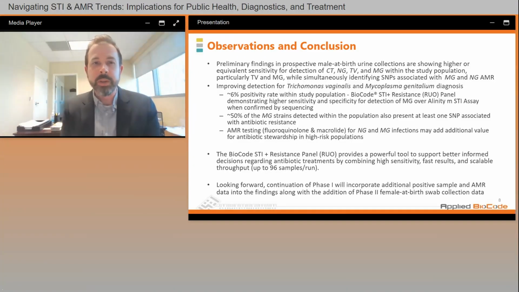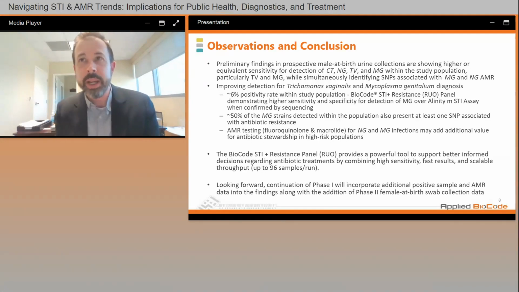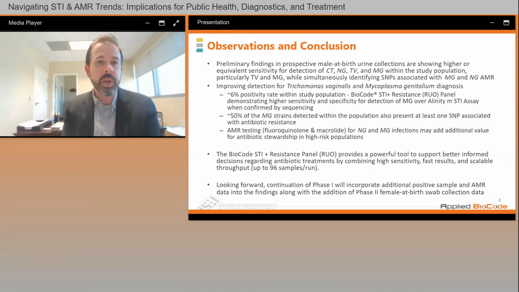So in review, just some observations and conclusions from our preliminary data up to this point. Obviously, it's still ongoing. The Biocode STI plus resistance panel is showing higher equivalent sensitivity for the 4 targets compared to the Alinity M. We're specifically focusing on Trichomonas and Mycoplasma. We've seen about a 6% positivity rate within the study population for those 2 targets.